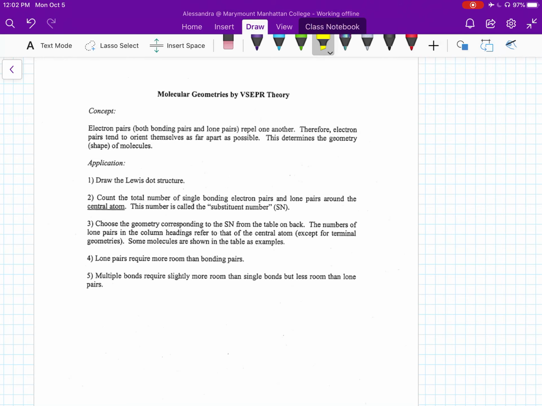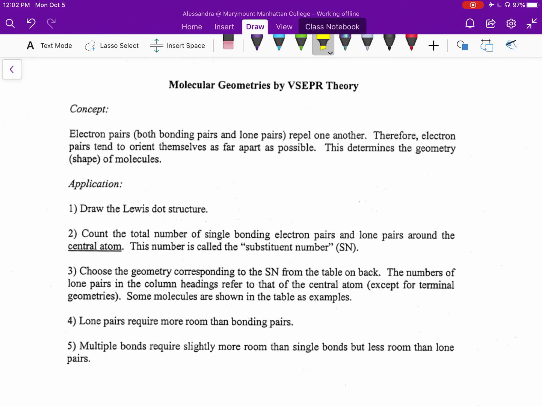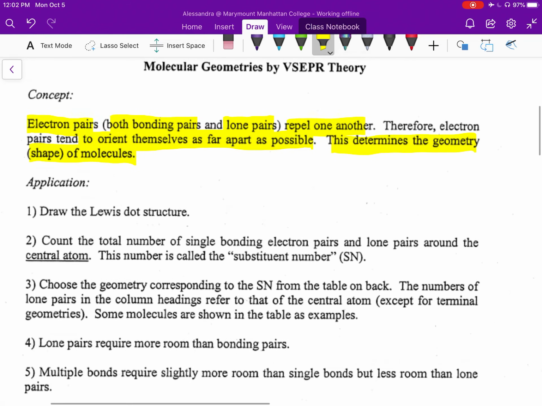So, the concept behind VSEPR theory, or valence shell electron pair repulsion theory, as I said, is that electron pairs repel one another. This applies to electrons that are involved in bonds and electrons that are non-bonding, electrons that are in lone pairs. Because of that repulsion, they want to get as far apart from each other as possible in 3 dimensional space. That determination to get far apart from each other is what determines the 3 dimensional shape of molecules. So, how do you figure out what molecular geometry should look like for a given molecule? It's pretty simple if you follow these steps.